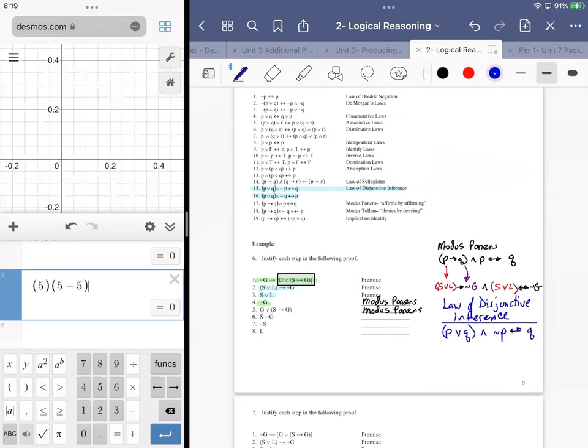That's the law of disjunctive inference. There is one variation of it, because I could have also said P or Q, but it's not Q, so therefore it would be P. Right? So there are different possibilities.